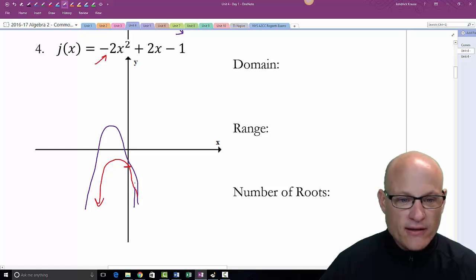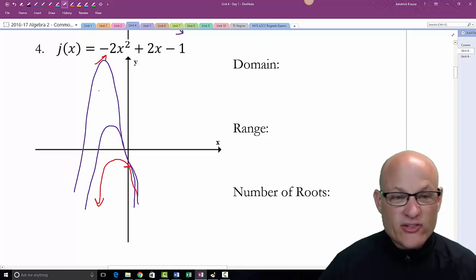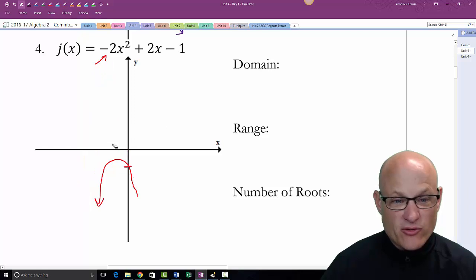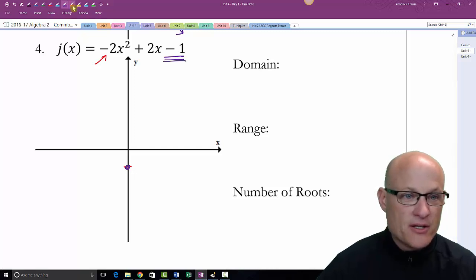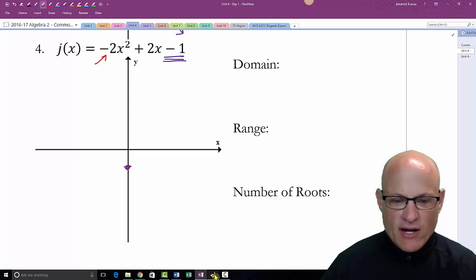Is it going to go like this? I don't know. I know it's skinny because it's a 2, but I don't know which one of those it's going to do. Only thing I know is that it's got a y-intercept of negative 1. By the way, you should recognize that's the y-intercept right there. All right, so let's go to the graphing calculator.